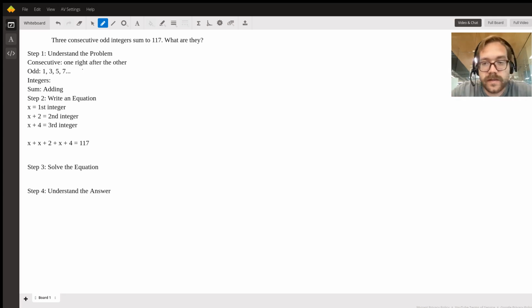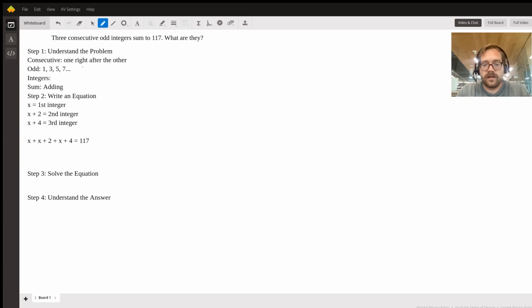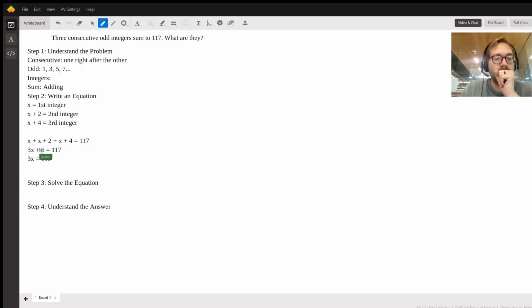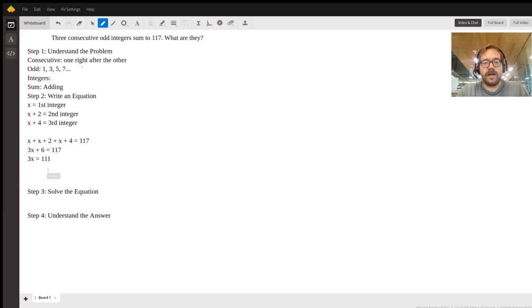And so that's what our equation looks like: x plus x plus 2 plus x plus 4 equals 117. Then we can solve it from there. We'll combine our like terms: x plus x plus x is 3x, and 2 plus 4 is 6, equals 117. We want to isolate x, so we subtract 6 from both sides. We subtracted 6 from 117, so we got 3x equals 111. Divide both sides by 3, because 3x is multiplication and we want to take it apart. So x is equal to 37.